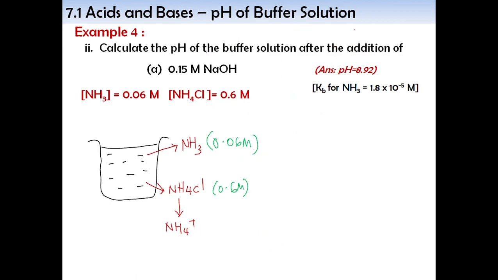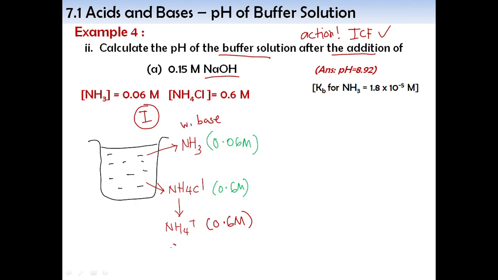I want to find the pH of the buffer solution that we calculated earlier after you add NaOH. Okay, again, this is a buffer action. What do we need to use? ICF table. Initially I have NH3 and NH4Cl. This salt will dissociate to provide NH4+ with the same concentration, completely dissociated. So I have my weak base and also conjugate acid in my buffer solution initially.